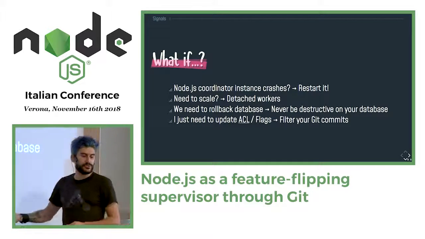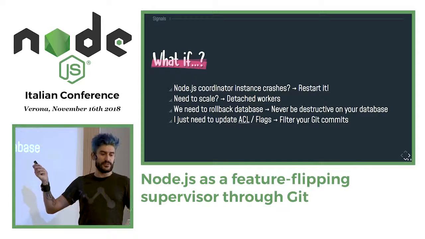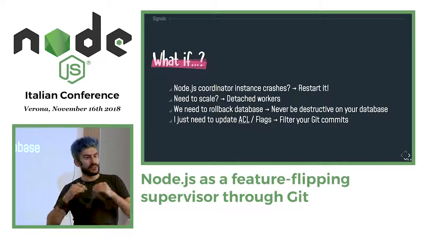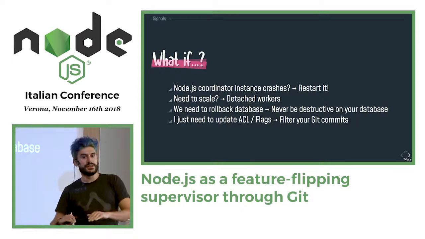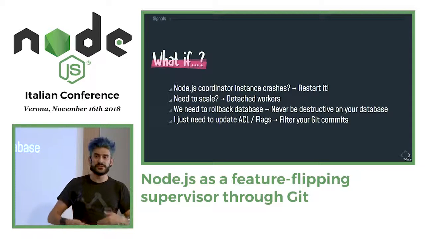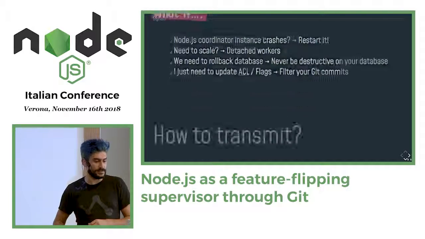And if you need to update your ACL or your feature flags, just filter on your git commits to be sure that the commit that is pushed, or the branch that you are pushing and staging, is allowed to update the various access control lists or feature flags, and it finally runs easily.